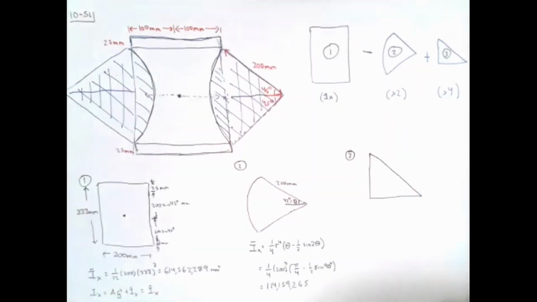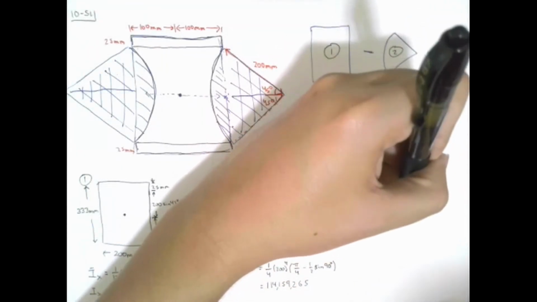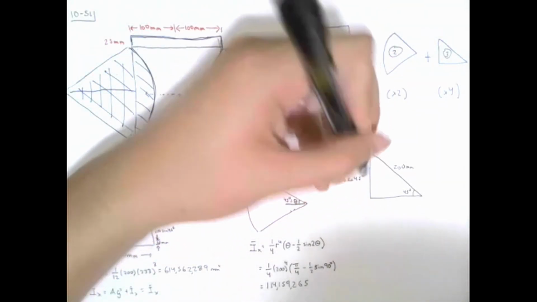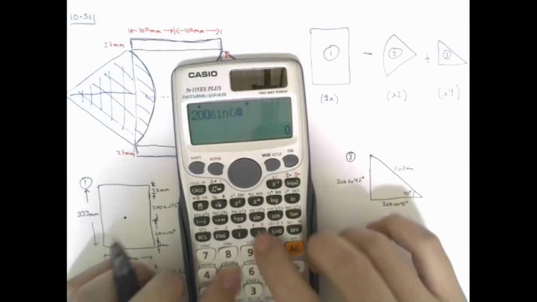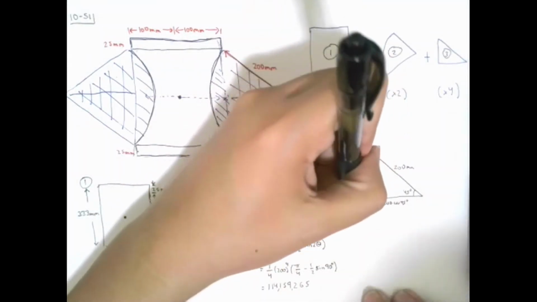We need some dimensions. We know that this is 200 millimeters, and this is 45 degrees. That means that this distance will be 200 times sine of 45. This distance will be 200 times cosine of 45, but they're both the same. So 200 times sine of 45 is just 141.2, which is the same as the cosine.